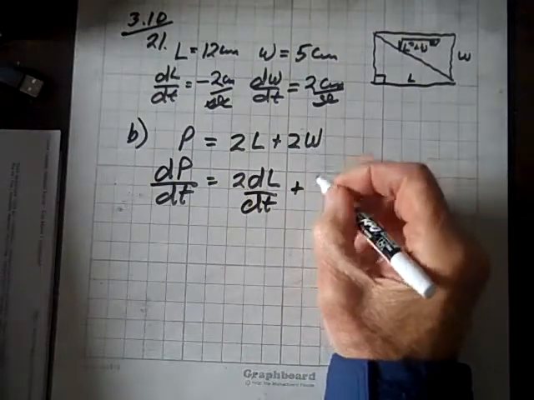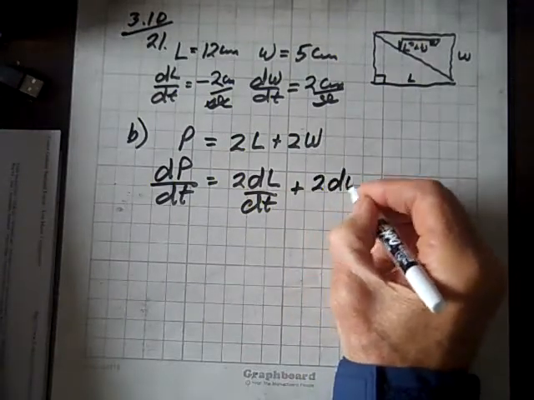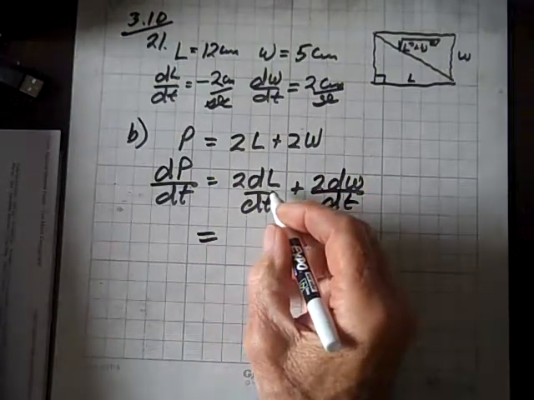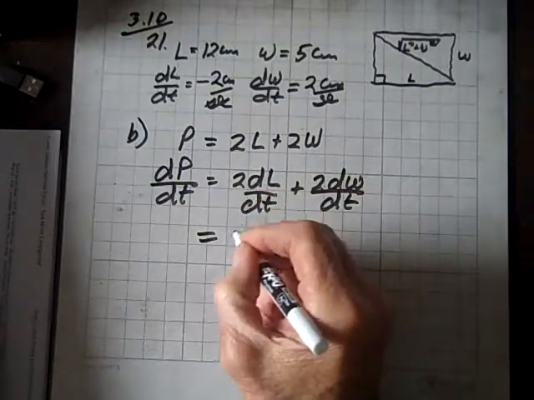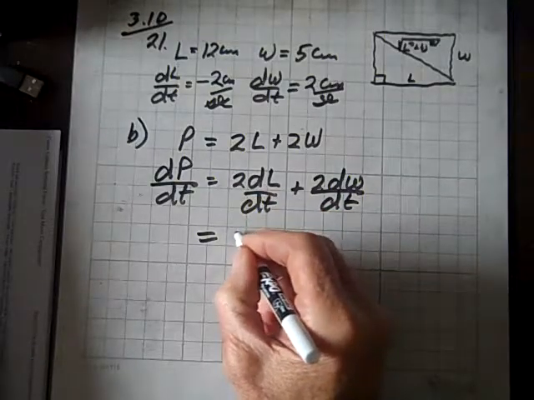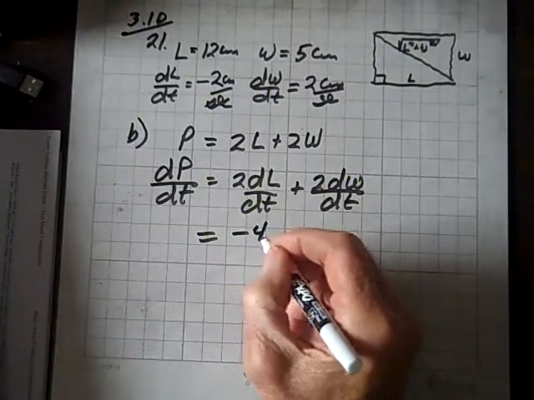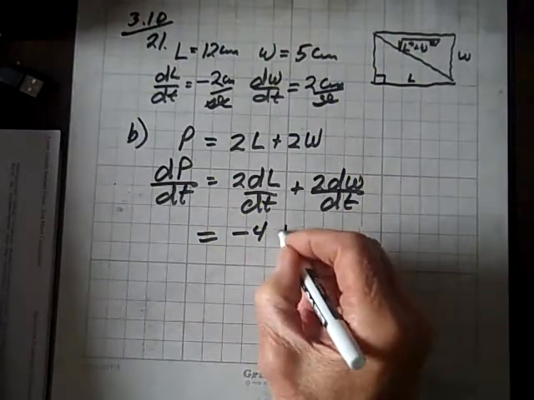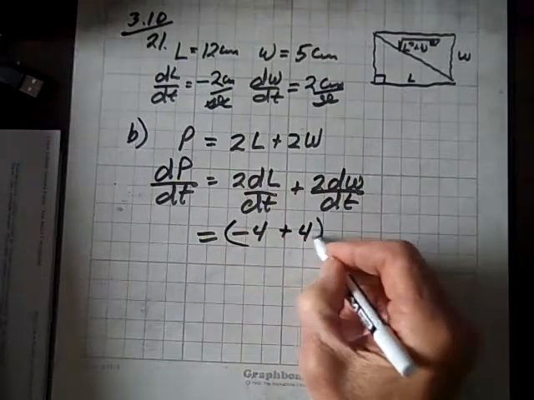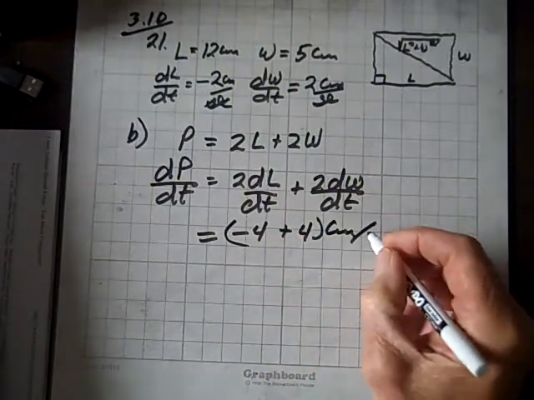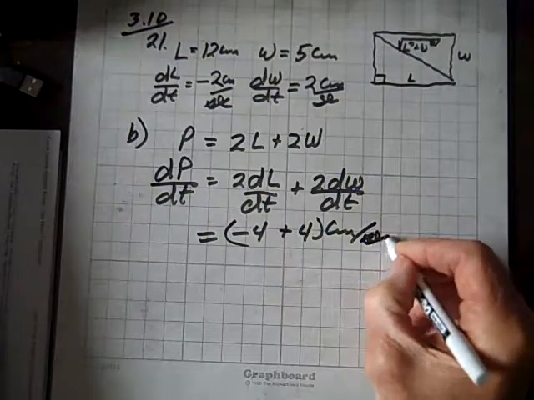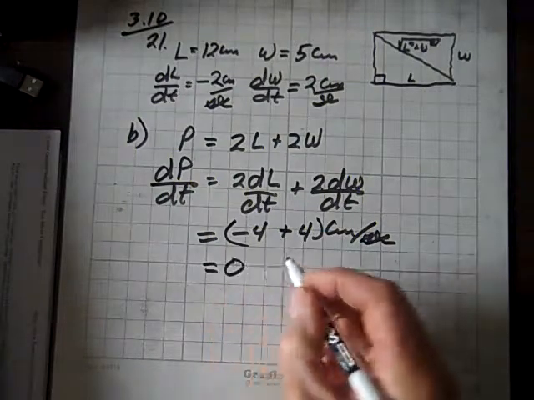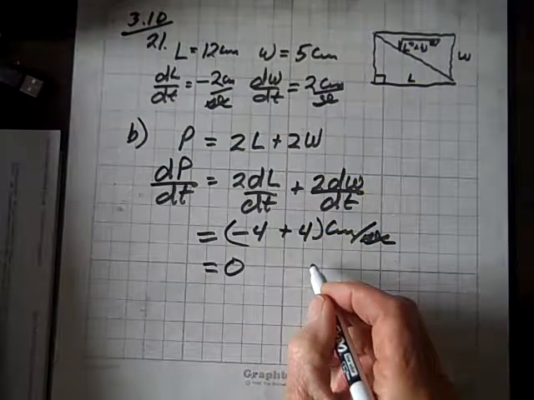equals the derivative of 2L, which is just 2 dL/dt. And the derivative of 2W is going to be 2 dW/dt. But this equals dL/dt is -2, so -2 times 2 is -4. And dW/dt is 2 centimeters per second times 2 is +4. And that's going to be centimeters per second, and that equals 0, so it's neither increasing nor decreasing. It's constant.